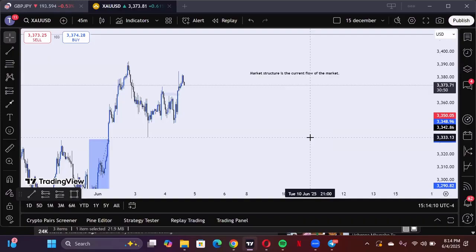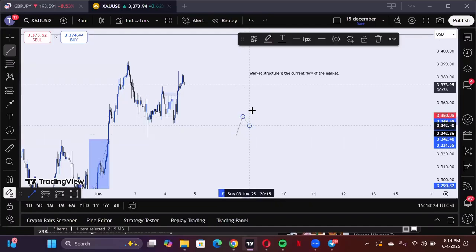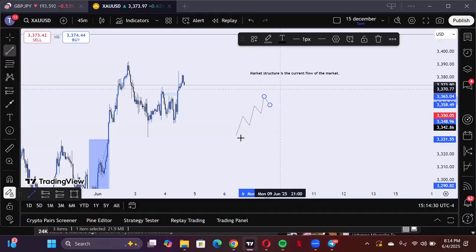So it's either the market is trending to the upside, or trending to the downside, or the market is ranging. Now, this is what it means for the market to be in an uptrend. We see the market making a series of what? Higher highs, then higher lows. This is what an uptrend is made up of.